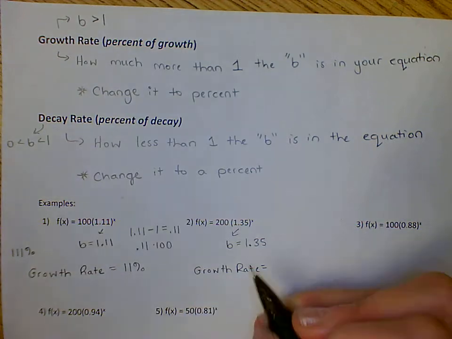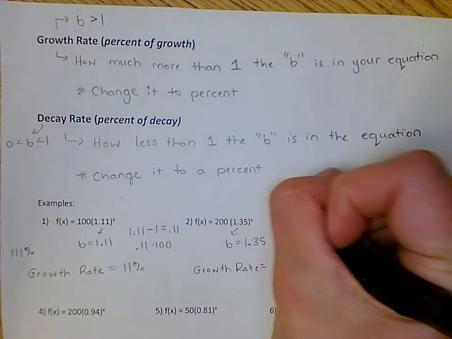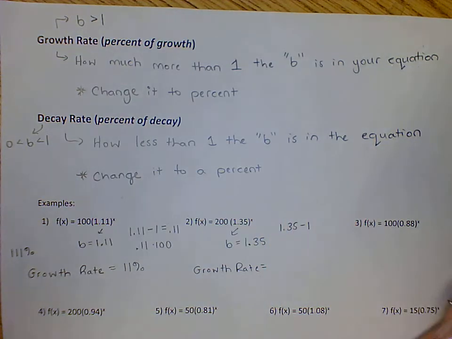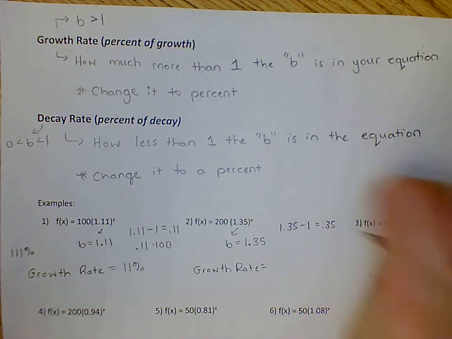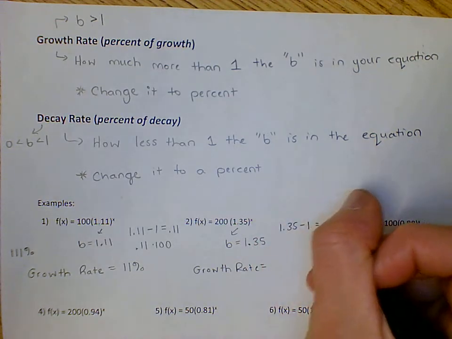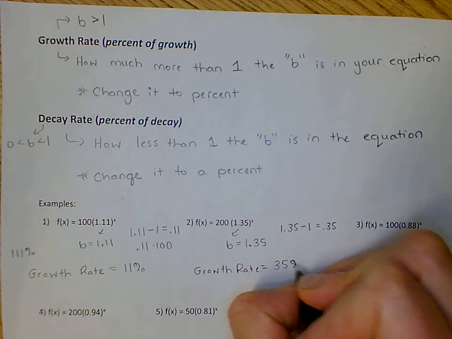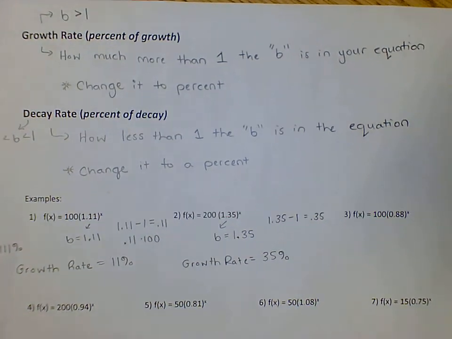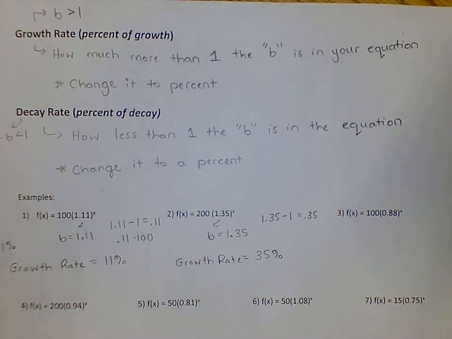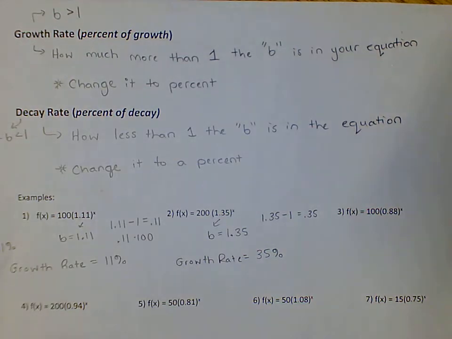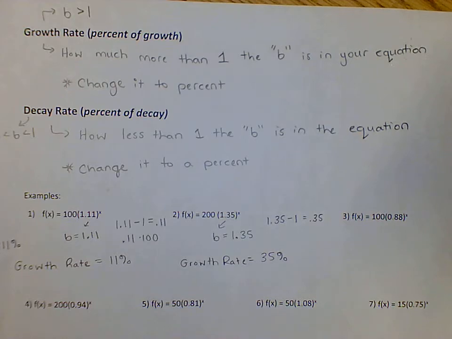Okay, well, how much over 1 is that? So you could take that number, 1.35, and you could subtract 1. And so I get 0.35. So the growth rate, change that to a percentage, 0.35 times 100, that would be a 35% growth rate. It's growing 35% each time, okay? So there's going to be 35% more of whatever that is, okay? So it started with 200 of them, and it's growing by 35% each time, okay?